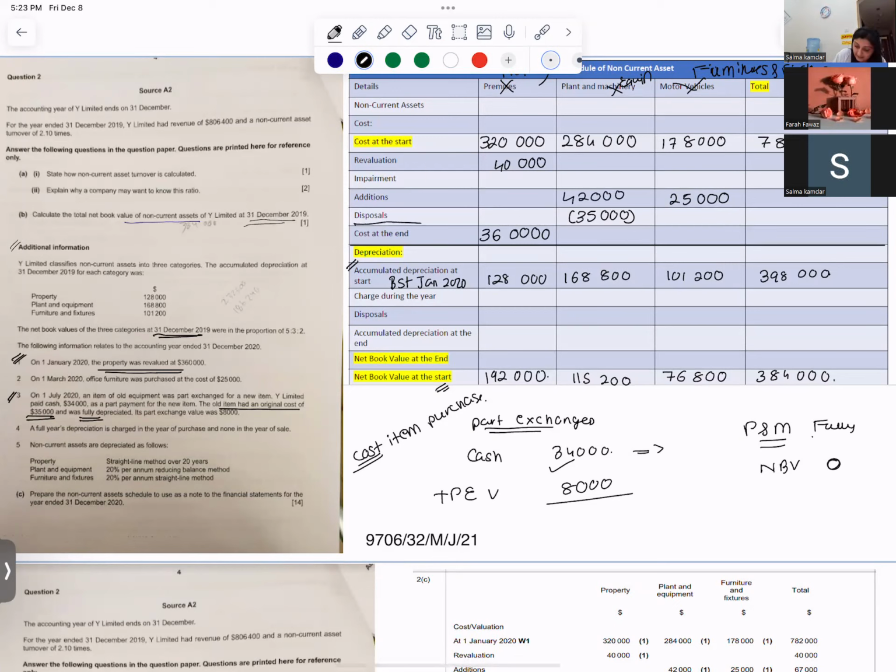Fully depreciated means you have depreciated the entire cost. Now it has zero net book value. Okay, you have depreciated the entire cost. Now it has zero net book value. Okay, fine, go ahead.